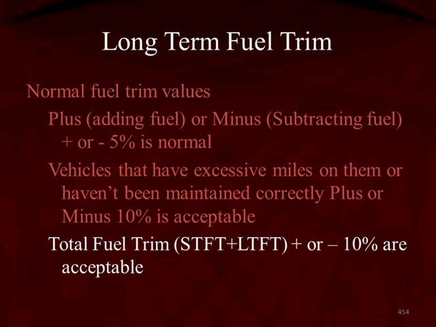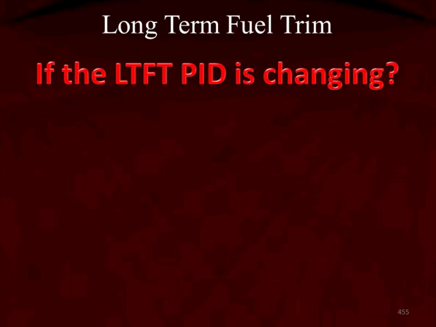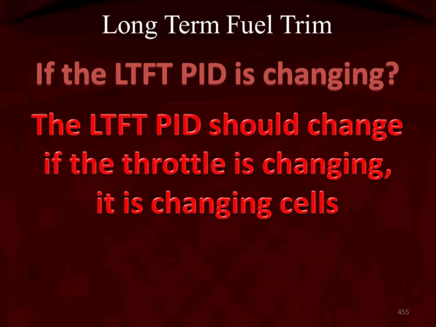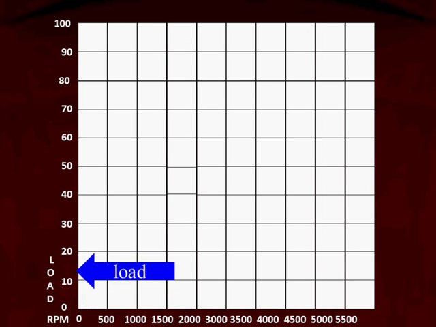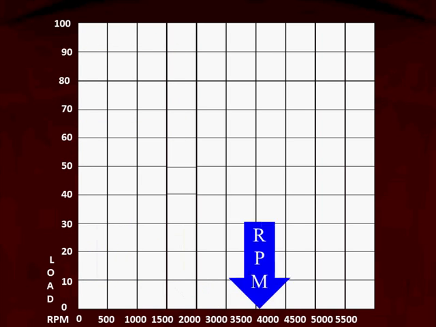So there is another PID called total fuel trim, and what it does is it adds the short-term and the long-term values together. That PID should never exceed plus or minus 10. If the long-term fuel trim PID is changing, you're looking at the scan tool and that PID is changing, one of two things is happening. The long-term fuel trim PID should change if the throttle is changing. It's because it's traveling through the cells. If it changes and you're holding the throttle steady, then it's updating those cells. It's learning. Here is our graph that we're going to use. Load is over here and RPM is down here.